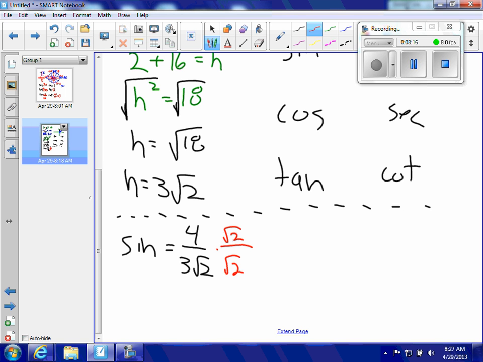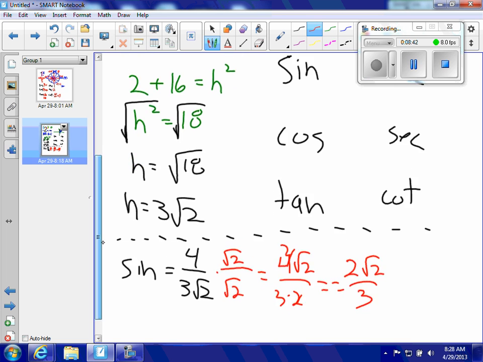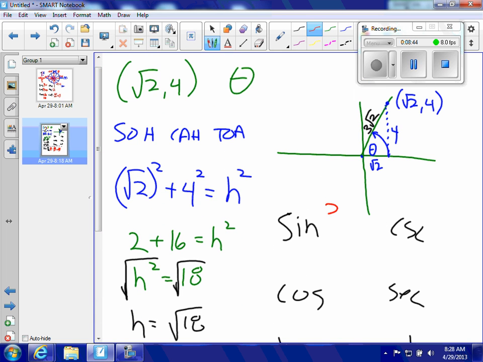Is that okay? Okay. So this is going to give me 4 radical 2 over 3 times 2, which is 6. I can reduce this by 2. This is going to give me 2 radical 2 over 3. That's my sine. Great. So here's sine. What was it again? I forget. 2 radical 2 over 3. 2 radical 2 divided by 3.